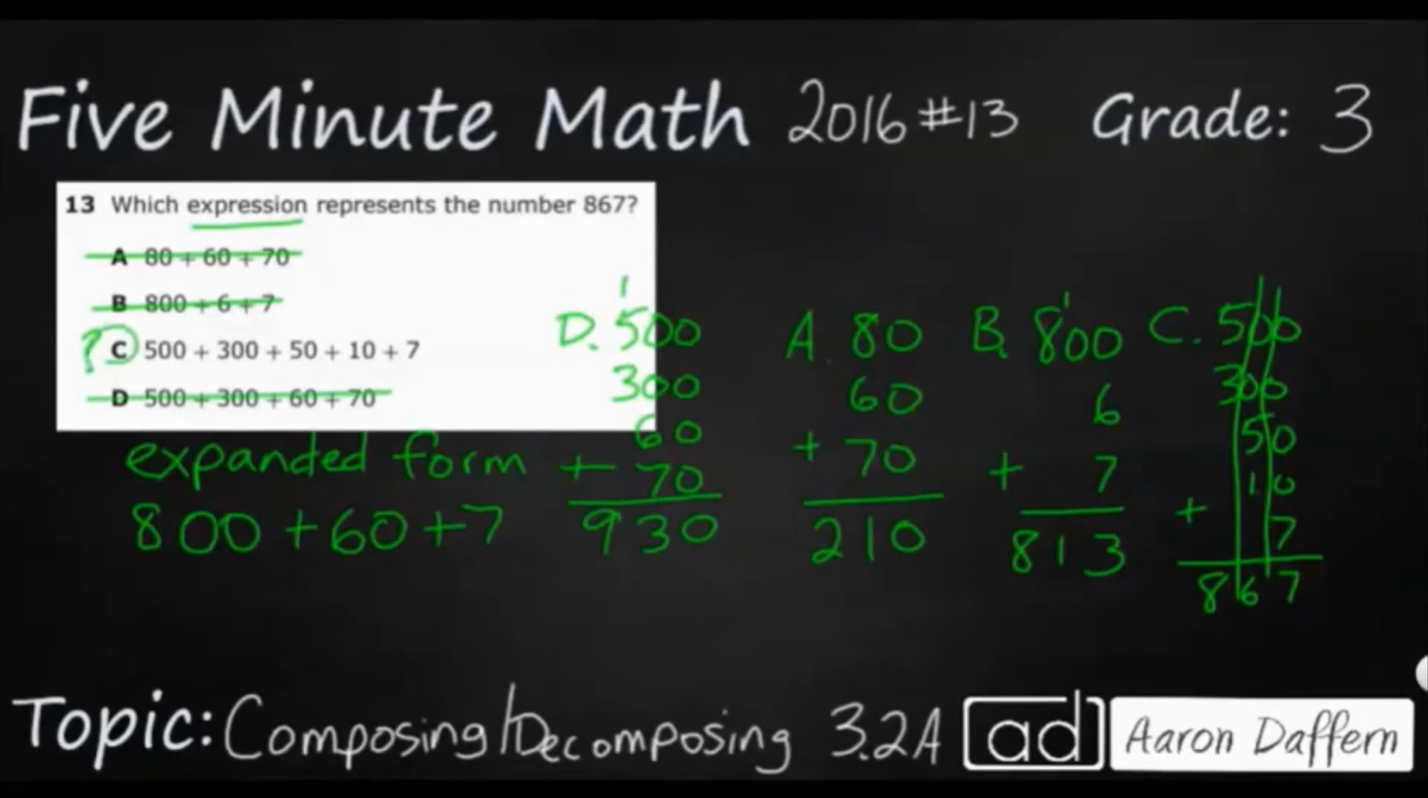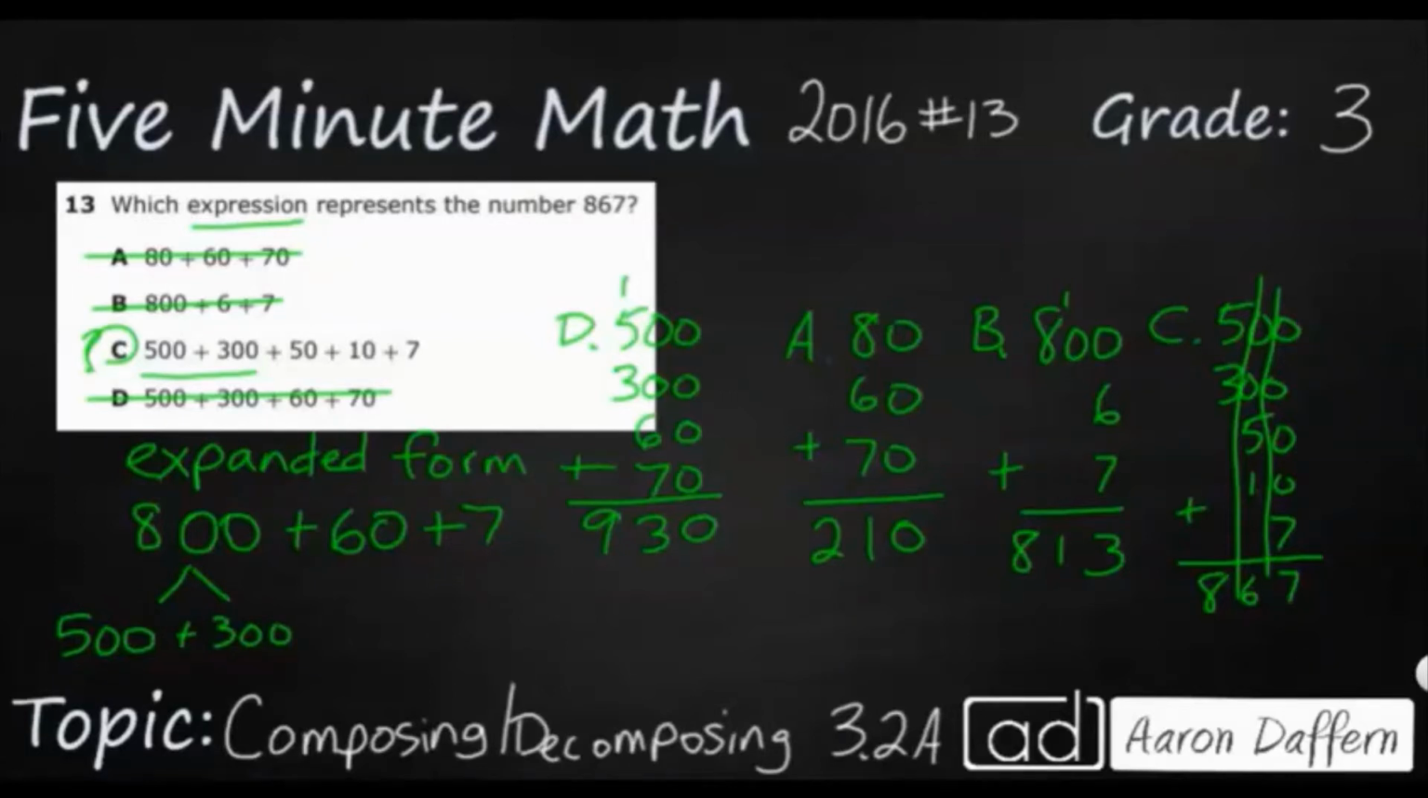But how in the world did they get 500 plus 300 plus 50 plus 10 plus 7? Let me tell you how. Let's start with this right here. 500 plus 300. Even though the simplest way to do expanded form is 800 plus 60 plus 7, what you could do, if you really wanted to, is you can break this down. 5 and 3 make 8, right? And so 500 plus 300 is going to make 800.